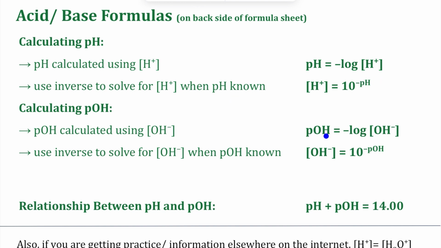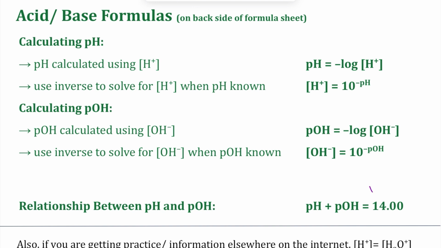Our pOH and OH relationship is the same, but it's just pOH is equal to the negative log of that OH concentration. And then again, the inverse of that logarithmic function is OH concentration is 10 to the negative pOH. So we can go between pOH and OH, and between pH and your hydrogen ion concentration. But how do we get between these two? Well, then we use that pH plus pOH is going to equal that 14.